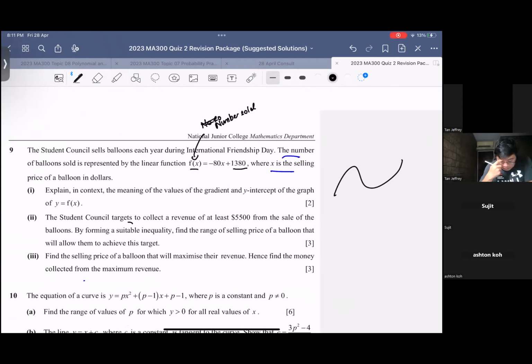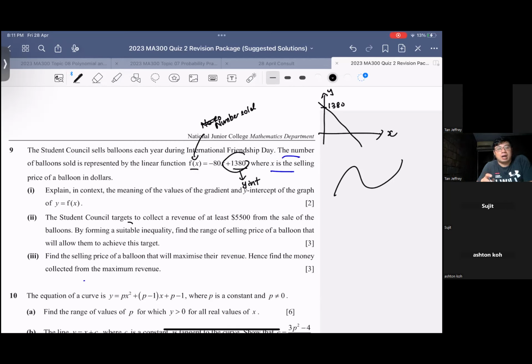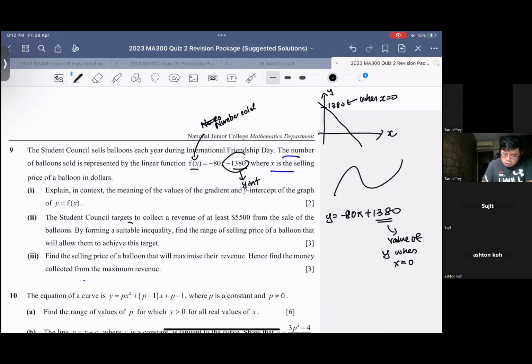So if I draw this graph out, the graph will go something like this. This would be 1380. This would be Y, this would be X. If you look at 1380, this is the y-intercept. The y-intercept basically means when x equals 0. Do you agree? So for example, if I take y equals negative 80x plus 1380, 1380 is the value of y when x equals 0.